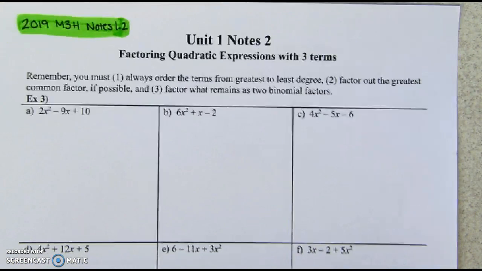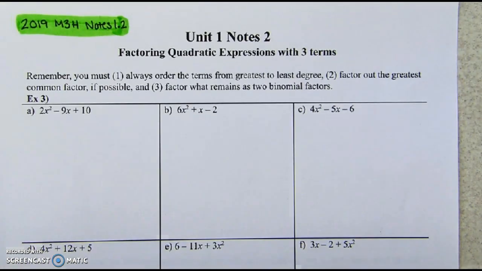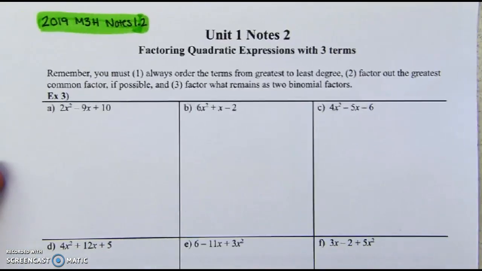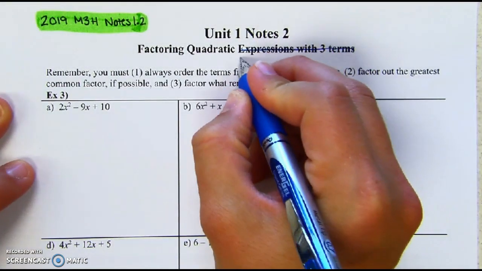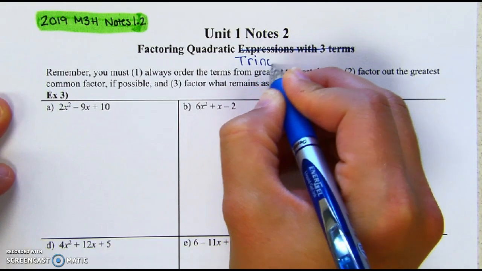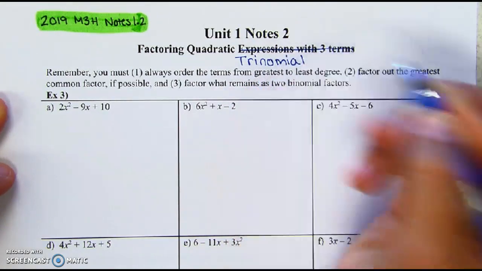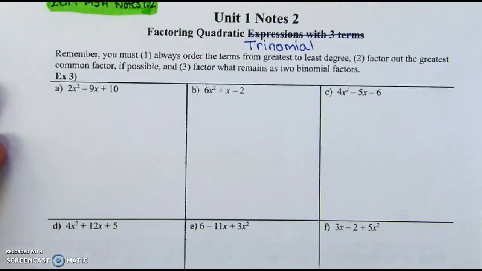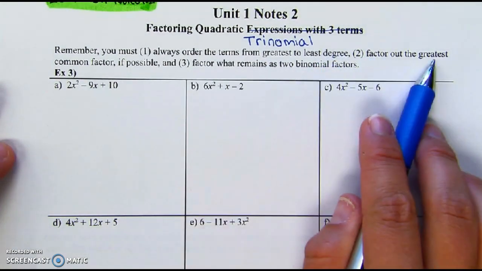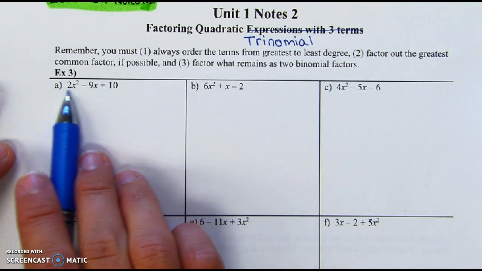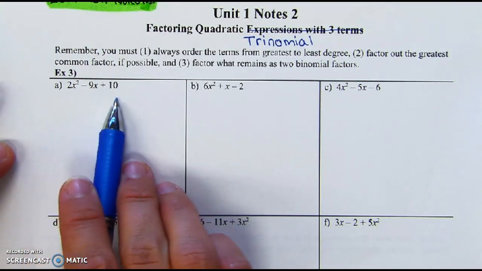Okay, are you ready? Factoring quadratic expressions with three terms. Do you know what a quadratic expression with three terms is? It's called a quadratic trinomial, right? We should just call it that. Are you ready? Standard form, greatest common factor. Is this in standard form? Yes. Is there a greatest common factor?